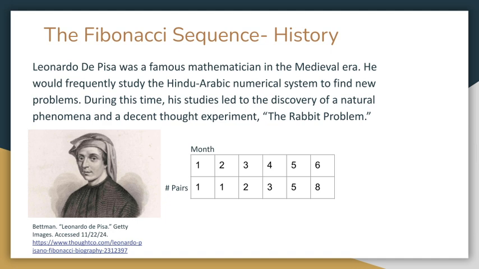Leonardo da Pisa was a famous mathematician in the medieval era. He would frequently study the Hindu-Arabic numerical system to find new problems. However, he discovered something new, the rabbit problem.